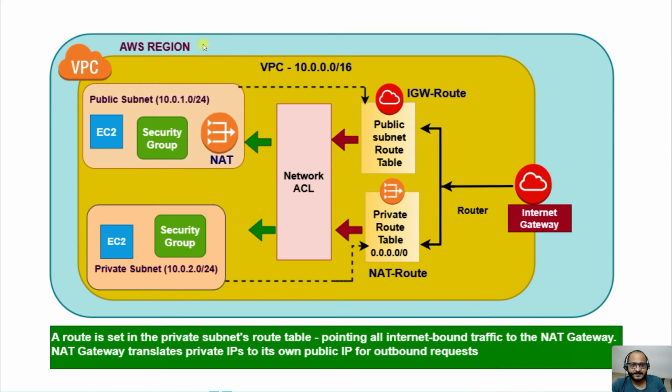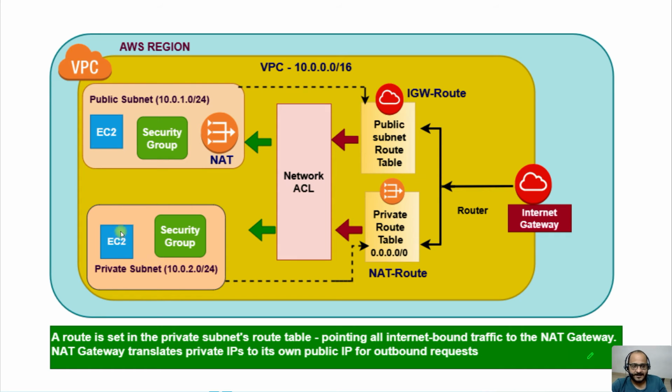Sorry, let me take a pencil. So this is our AWS region where we have our VPC. There could be many VPCs. We have one VPC, and as part of the VPC we have two subnets, a public subnet and a private subnet. Public subnet means whatever resources we create here will have internet connectivity, and whatever resources we create in the private subnet will not have internet connectivity.